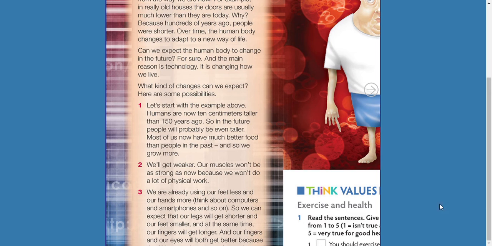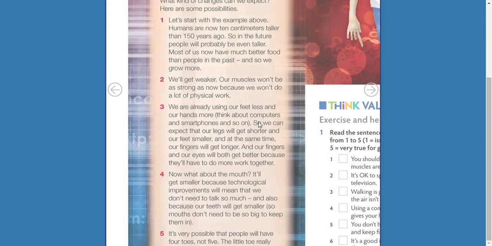Number 1. Let's start with the example above. Humans are now 10 centimeters taller than 150 years ago. So, in the future, people will probably be even taller. Most of us now have much better food than people in the past, and so we grow more. So, the idea is that today we eat much better than in the past. It's because of that we are taller, and our ancestors were shorter.